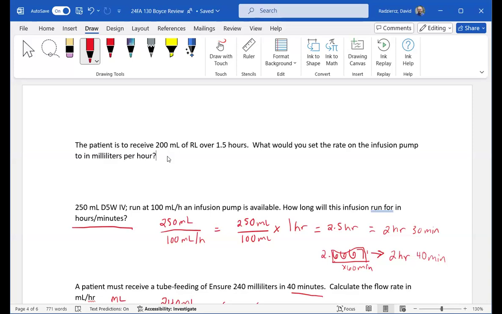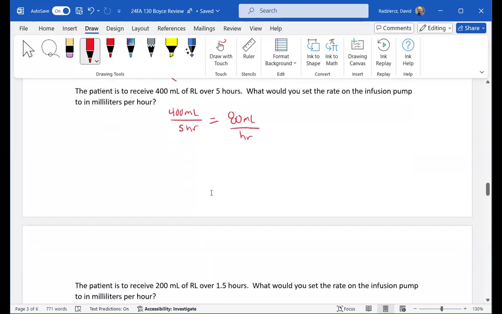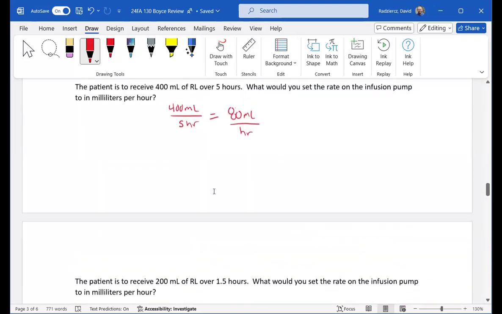Where did you get 80 in the last example? 400 divided by 5. Okay. Good question. I'll leave that up just so you can see it.